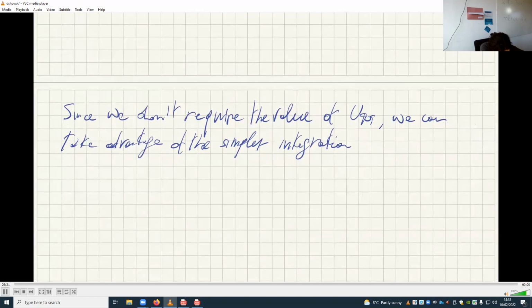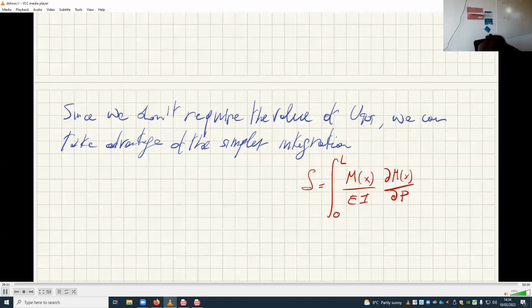So what is the simpler integration? Let me write it here. The deflection is the integral between 0 and L of M of x, I'm using just the bending one for simplicity, but you have to change this depending on what you're looking at. If you're looking at the normal energy, that's N of x divided by EA. Right? M of x over EI times the derivative of M of x with respect to P, in our case. In our case, that deflection is P. So we need to find first this term.